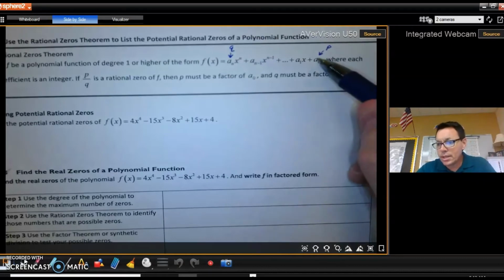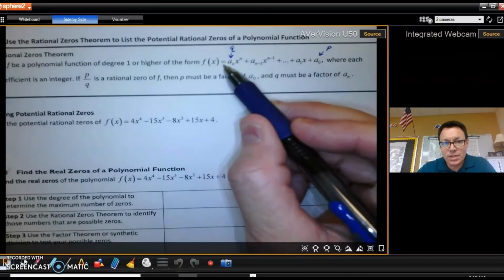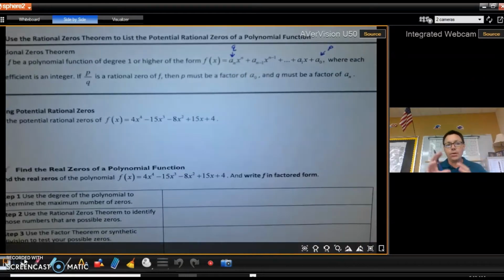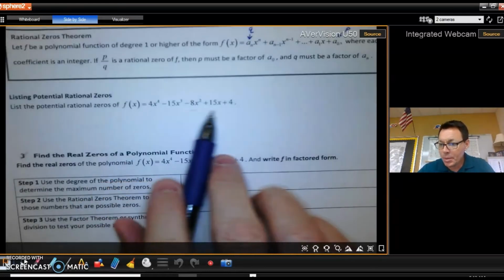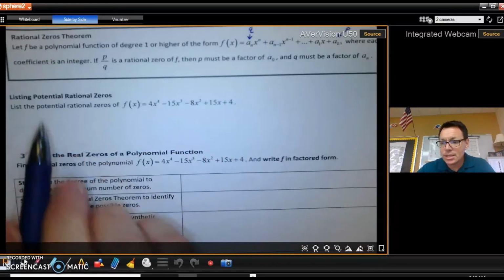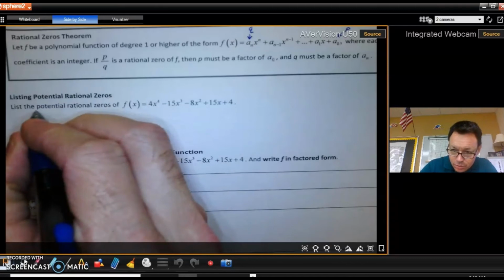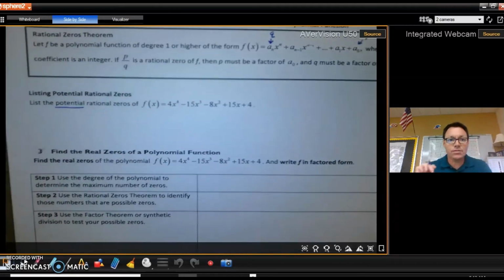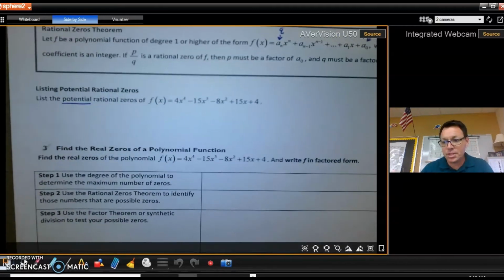So we're going to look at the factors of this number. We're going to divide them by the factors of this number. We're going to look at all the different ways that we can put that together, and those are the absolute only numbers that have a chance of working. So here's what this looks like in a problem. Here's my polynomial. List the potential zeros. What are the numbers that have a chance of working? That's all this says.